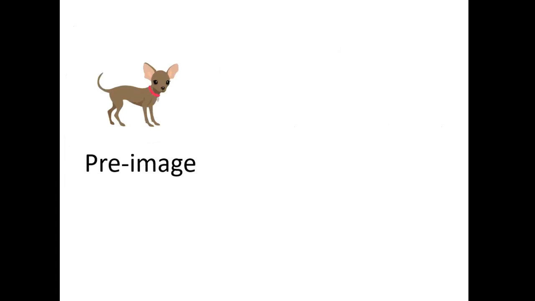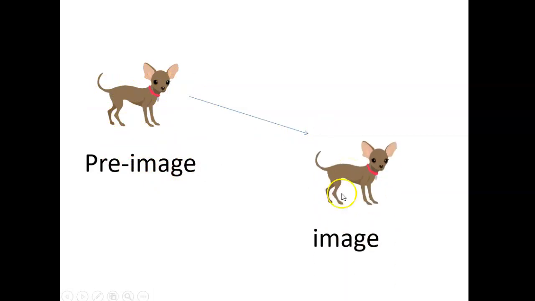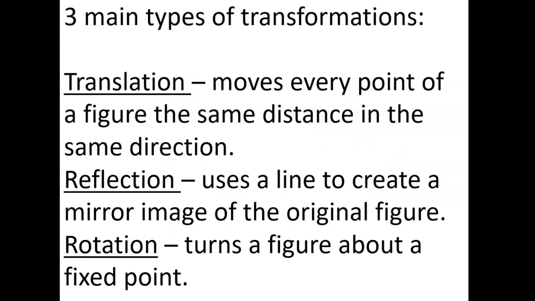Alright, let's start with this little Chihuahua dog here. It's over here on the left side of the screen, and we want to move it. So what we start with is called the pre-image. Now follow the arrow. We want to move the Chihuahua dog over here. Since we started with the pre-image, what we end up with is the image. So you start with pre and you end up with the image. This is going to be very important, especially when we go really in depth with transformations in geometry.